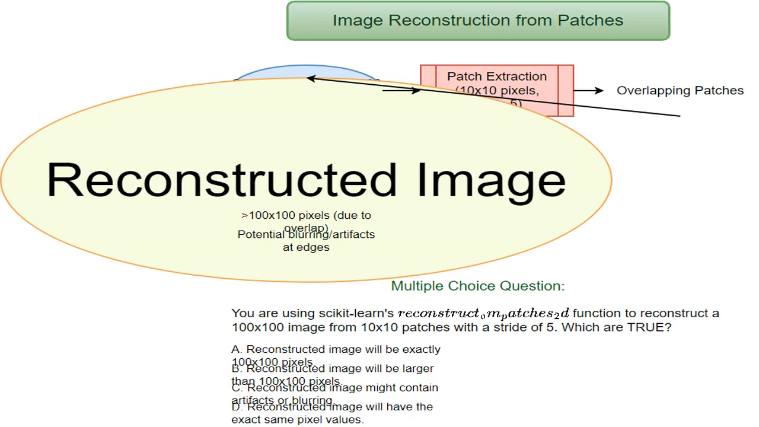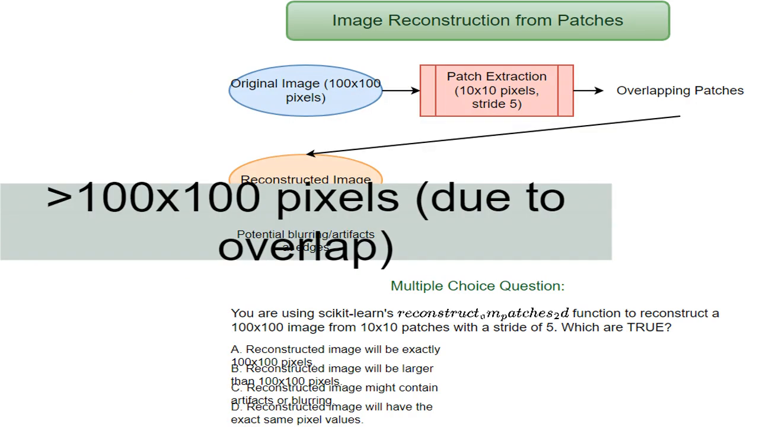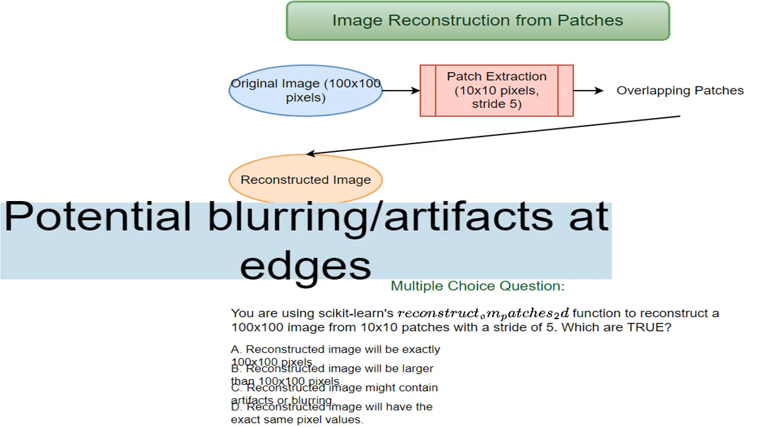This is the image that I rebuild from the patches. Because of the overlap, it might not be exactly the same size as the original. Because the patches overlap, the reconstructed image will be bigger than the original 100 by 100 pixels. Think of it like the puzzle pieces extending beyond the image's edges. Due to the overlapping, the edges of the reconstructed image might look a little blurry or have strange artifacts. It's like when you blend colors where the patches meet. The transition might not be as sharp as the original.